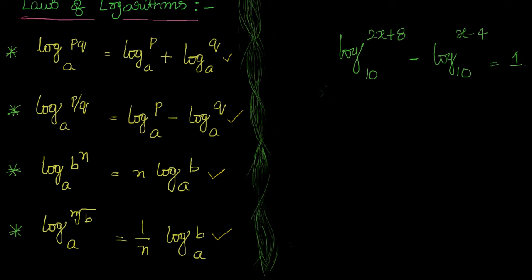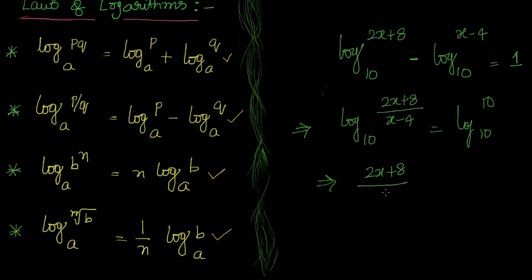My first step will be to convert this into logarithm to the base 10. Then this is nothing but the second rule. I can make this as p by q form. Then this is log 10 to 10. Bases are equal, so I can compare them. So simply this becomes log 10 of (2x plus 8) by (x minus 4) is equal to log 10 to 10. Same bases, so this becomes (2x plus 8) by (x minus 4) is equal to 10.